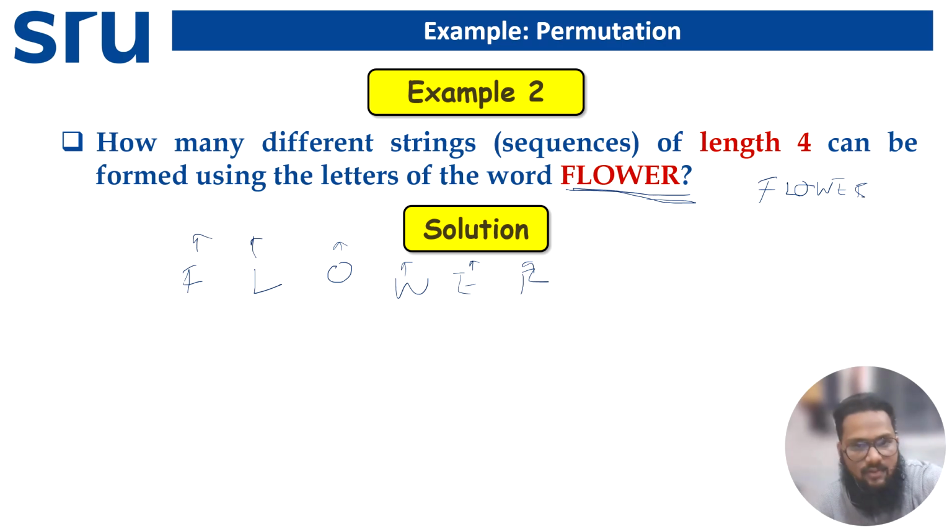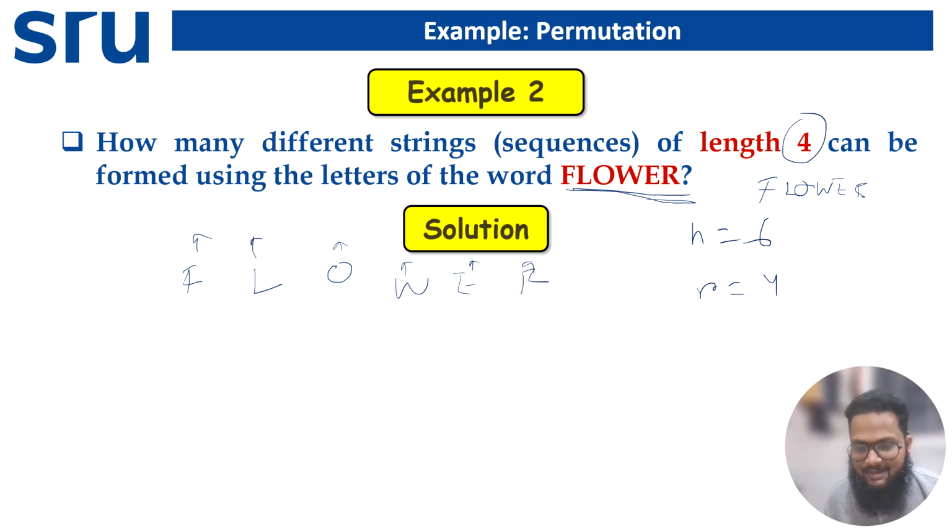Now the question is, what is the sample space? The total number of elements you have is only 6 distinct letters: F, L, O, W, E, R. So n here is nothing but 6. Now how many permutations are they asking for? What is the length of this sequence they are asking for? It is r is 4, length 4. So ultimately 6 and 4 are the values of n and r.